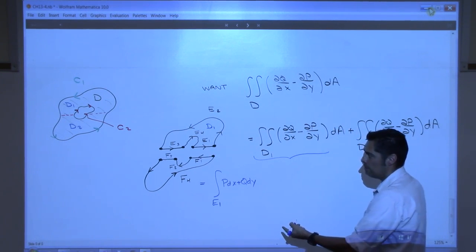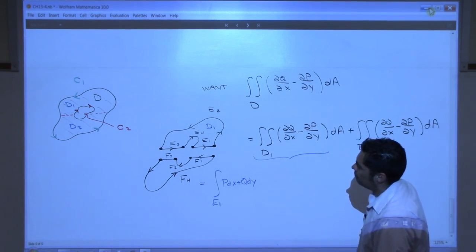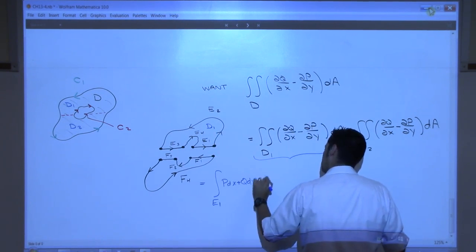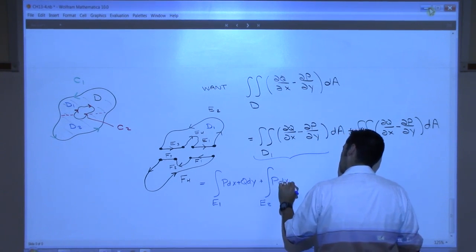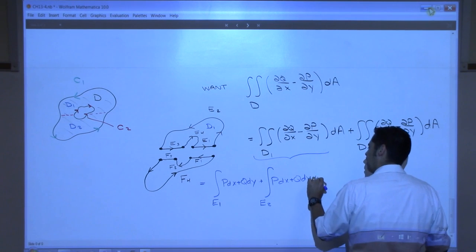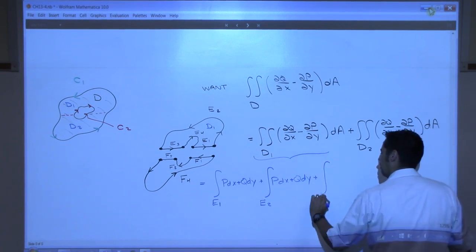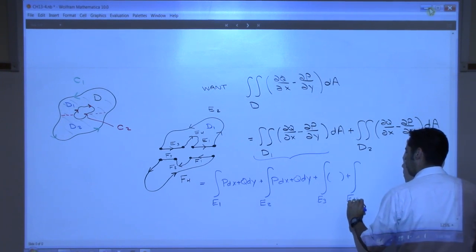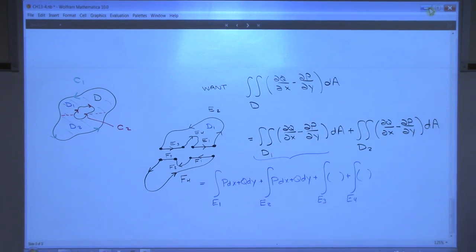Then plus, hold on a second. Yeah, E2. So I'm moving here to here. Now go around here. That's E2. So plus integral E2 of P dx plus Q dy, plus what? E3, E4, right? To save room, I'm just going to put integral E3 blah plus integral E4 blah, right? Same thing I had over here. All right, that's this one.